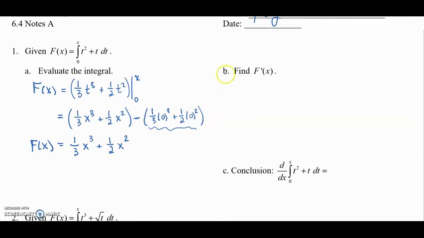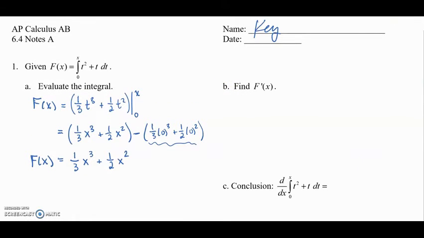Now if you come over here to part B, it says let's find f prime. Let's take the derivative of this F that we just reevaluated. If we just use power rule, 1/3 x cubed, the derivative would be x squared, and plus 1/2 x squared, the derivative would just be x. And notice that here, instead of prime, we use the d/dx notation. So it turns out the derivative of the given integral from 0 to x of t squared plus t dt is just x squared plus x.